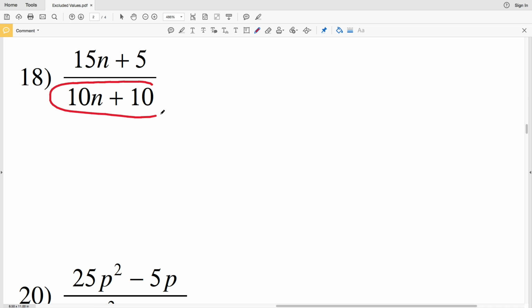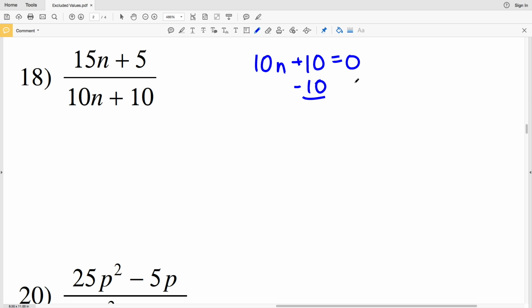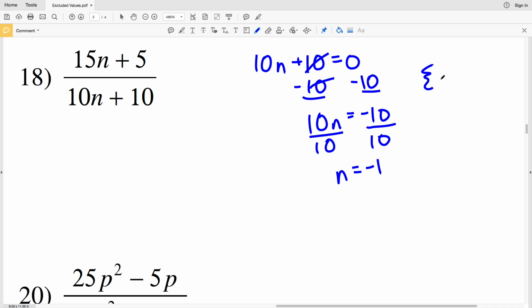In number 18, we're going to set the denominator equal to 0 and solve to get our excluded values. So we have 10n plus 10 equal to 0. Now one way to do this is to subtract 10 from both sides to get that 10n equals negative 10, and then when we divide by 10, we'll get that n is equal to a negative 1. So negative 1 is our excluded value in number 18.